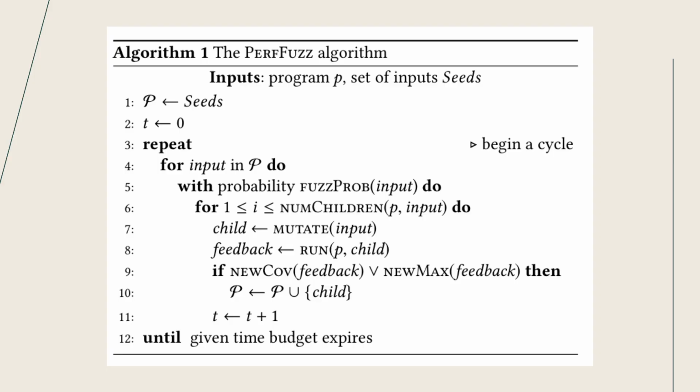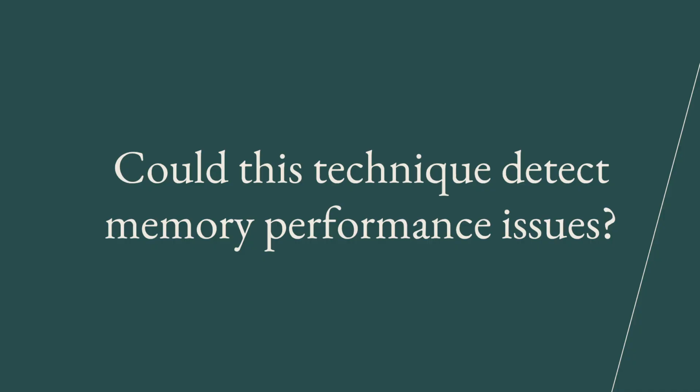Inputs that maximize execution count of at least one CFG edge are favored and have a higher probability of being picked to be mutated. And also, interesting fact, the number of favored inputs at any time is smaller than the number of edges. So could this technique detect memory performance issues, or do you think you could use this concept to do more with memory?